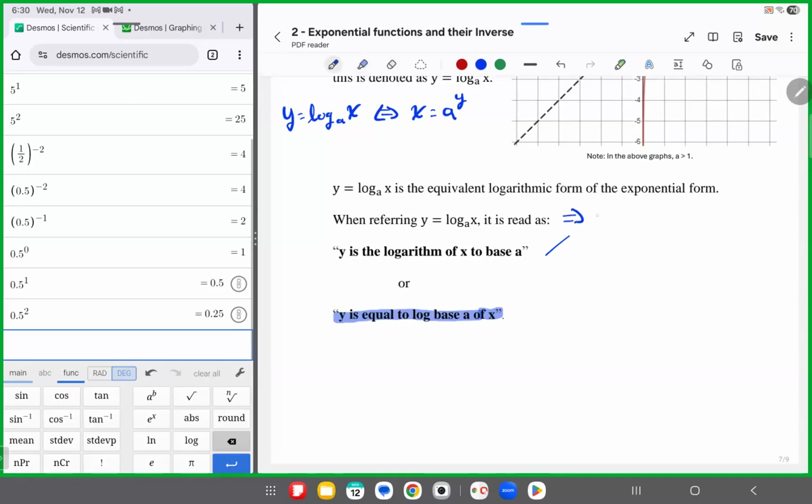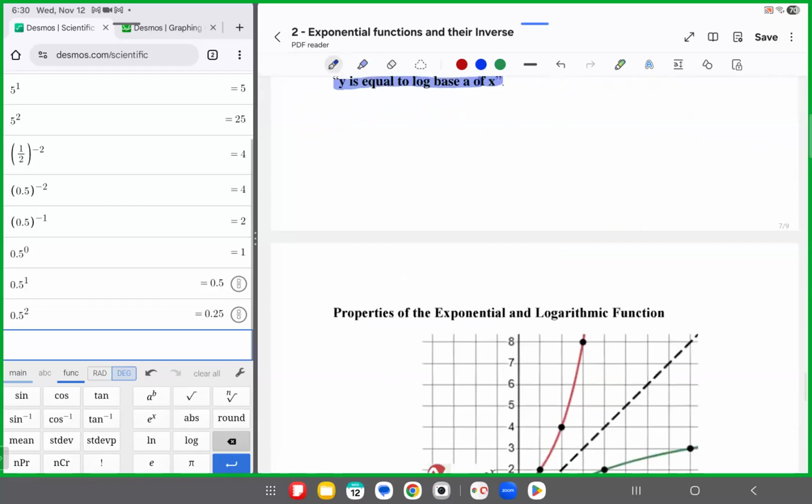Okay. Sometimes we will also write this as y is equal to log base a. Sometimes we put brackets around the part that's being affected by the logarithm, like such. That's because sometimes it gets a little complicated in there, so we do like to put brackets around there sometimes.